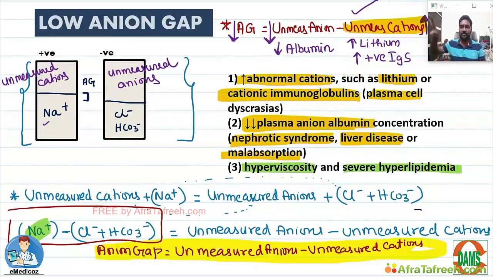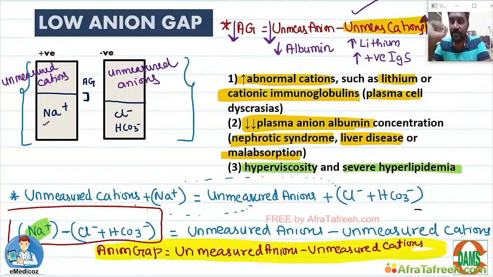If normal sodium in that person's body is somewhere around 140, because of this hyperviscosity and increased lipids in that blood, the sensor cannot detect sodium properly. So it might only detect 130 or 120. Once the sodium value is falsely reduced, what will happen? Ultimately, the anion gap will decrease.